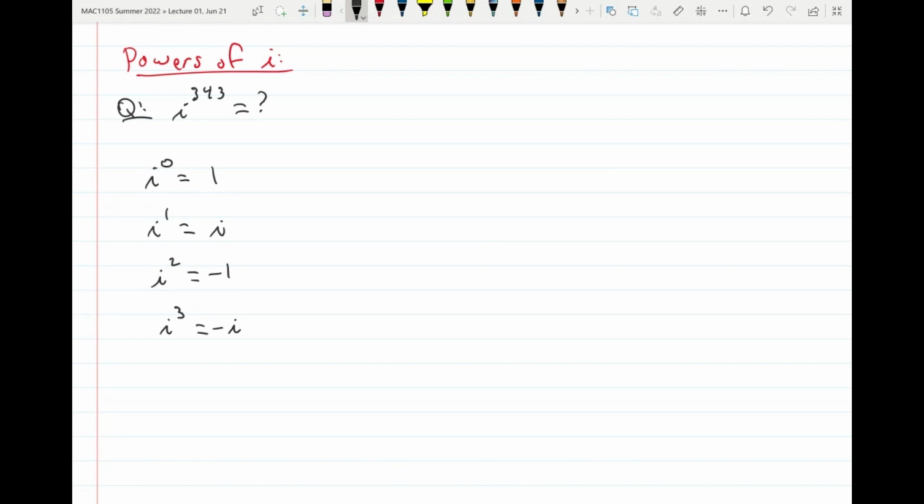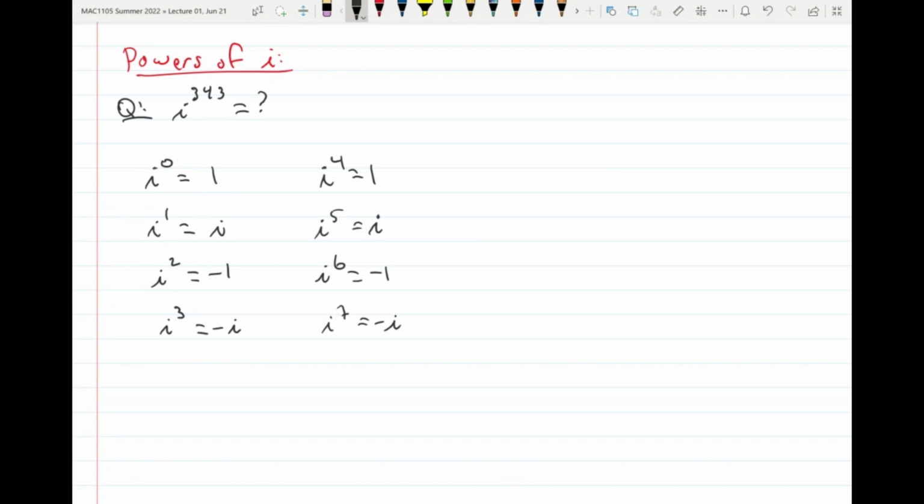Understand this? Okay, now what's i to the 4? 1. Does everybody understand that is equal to positive 1? So I'm going to put it here: i to the 4 equals 1. What's i to the 5? i. i to the 6, negative 1. i to the 7, negative i. Does everybody see what's going on? It appears that these values are consistently repeating themselves.